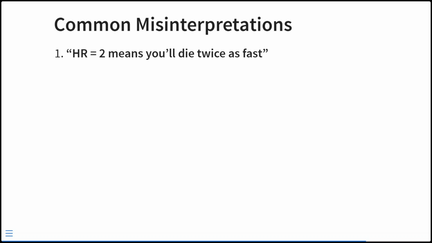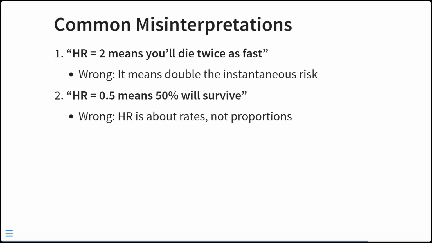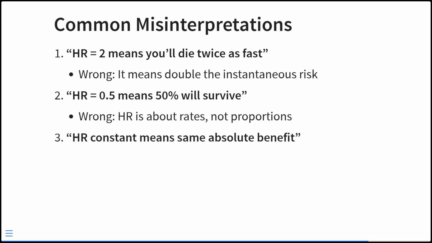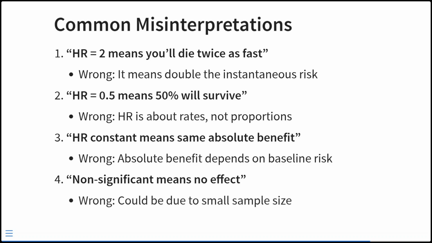HR equals 2 means you die twice as fast. No, this is false. It means double the instantaneous risk. The hazard ratio is 0.5. When you say it means 50% will survive, this is also wrong, because hazard ratio is usually about rates and not proportions. When you say a constant HR means the same absolute benefit, this is also false, because absolute benefit usually depends on the baseline risks. And when you say non-significant means no effect, this is also wrong, because it could be due to small sample sizes.